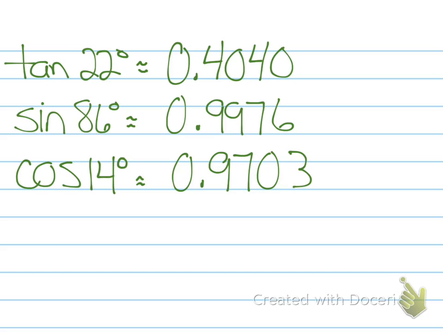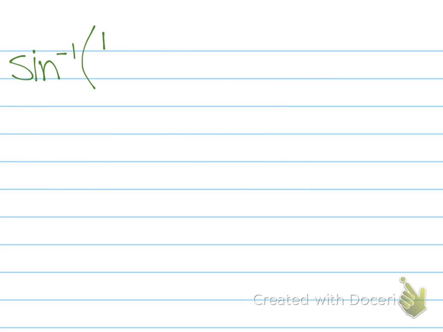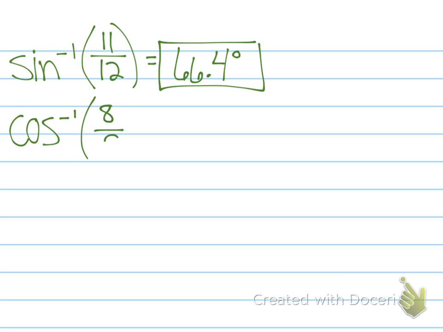Now, I had several questions on the last section as to why you got an answer wrong. Remember, when we're doing the inverse sine, we're starting with the ratio of the side lengths, and what are we finding? What is our answer? An angle measure. So an angle measure would have what label? A degree symbol. So inverse sine of 11 over 12 is 66.4 degrees.